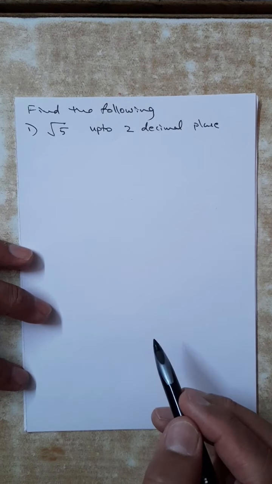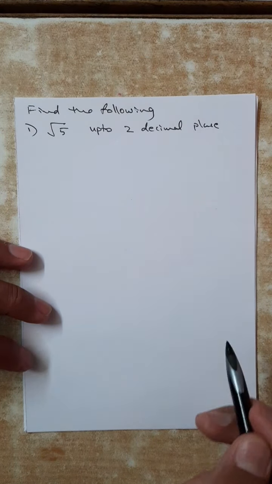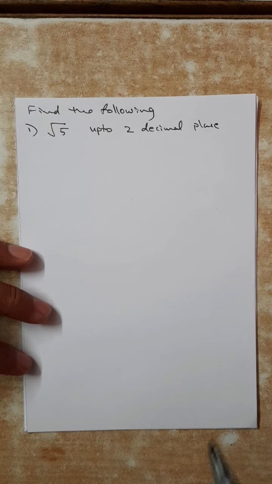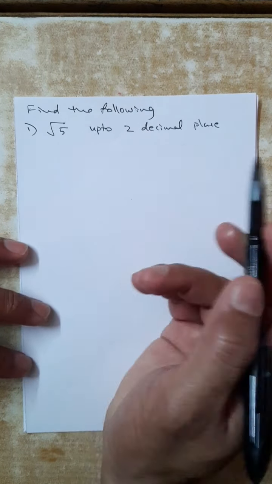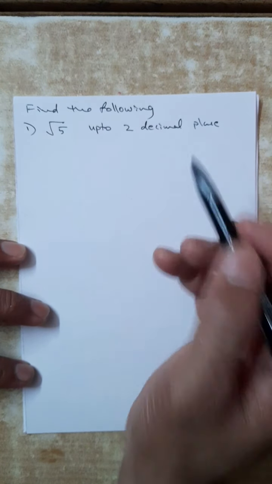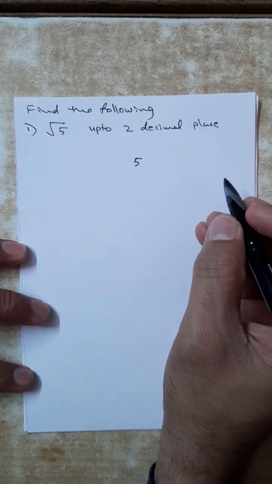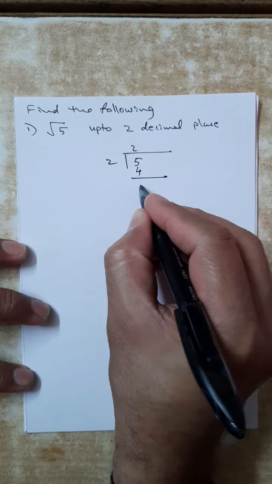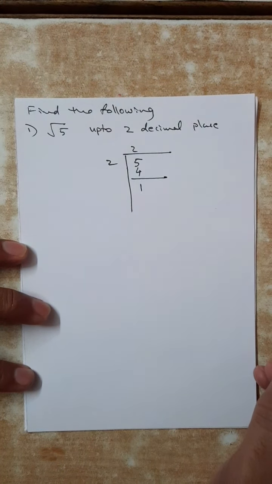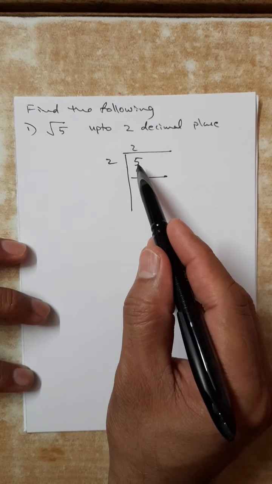All the questions which we did till now, there was an end. We stopped after 4 places, 2 places, 3 places, according to the question, because the division was over. Because all these questions were perfect squares. Now we are seeing a number which is not a perfect square. So it will not end. That's why it is written up to 2 decimal places. Let me explain. So when we are writing, this is 5. 2 2s are 4. Balance 1. Division is not over because balance is there. Reason is it is not a perfect square.